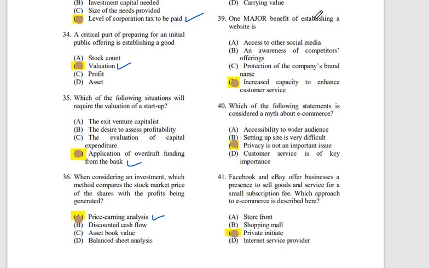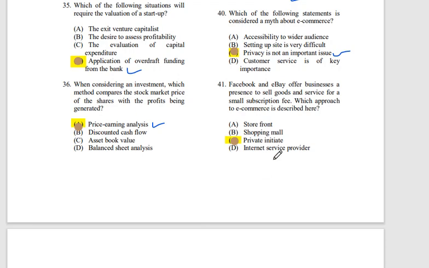One major benefit of establishing a website is that it increases capacity to enhance customer service. Question 40 says, which of the following statements is considered a myth about e-commerce? And that's C. Facebook and eBay offer businesses a presence to sell goods and services for a small subscription fee. Which approach to e-commerce is described here? And that's C.